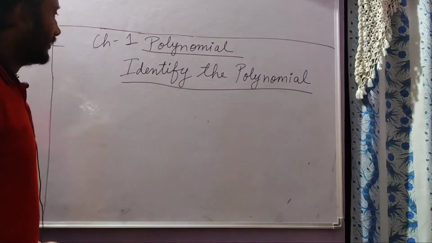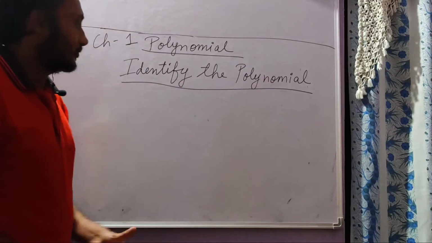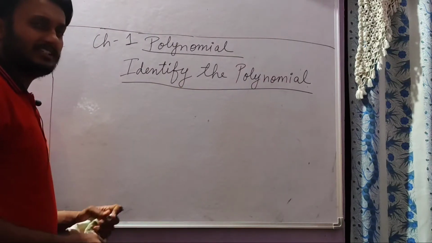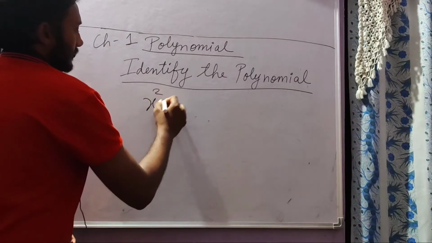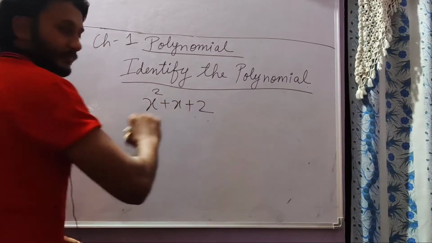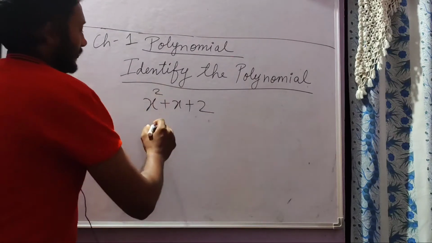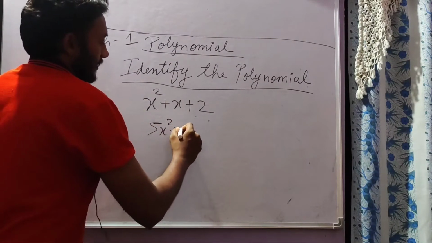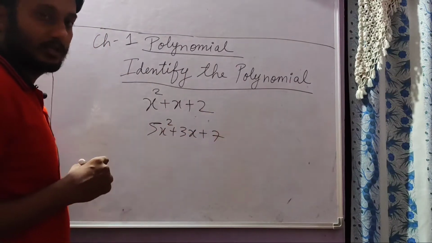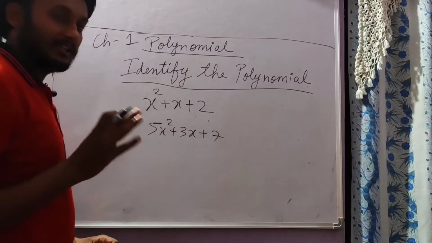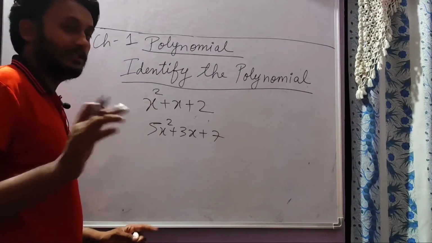The next most important thing is to identify the polynomial. Polynomial means a series of terms. Suppose x square plus x plus 2, this is a polynomial. If you say 5x square plus 3x plus 7, this is also a polynomial. But what are the most important things which you have to see whether it is a polynomial or not?